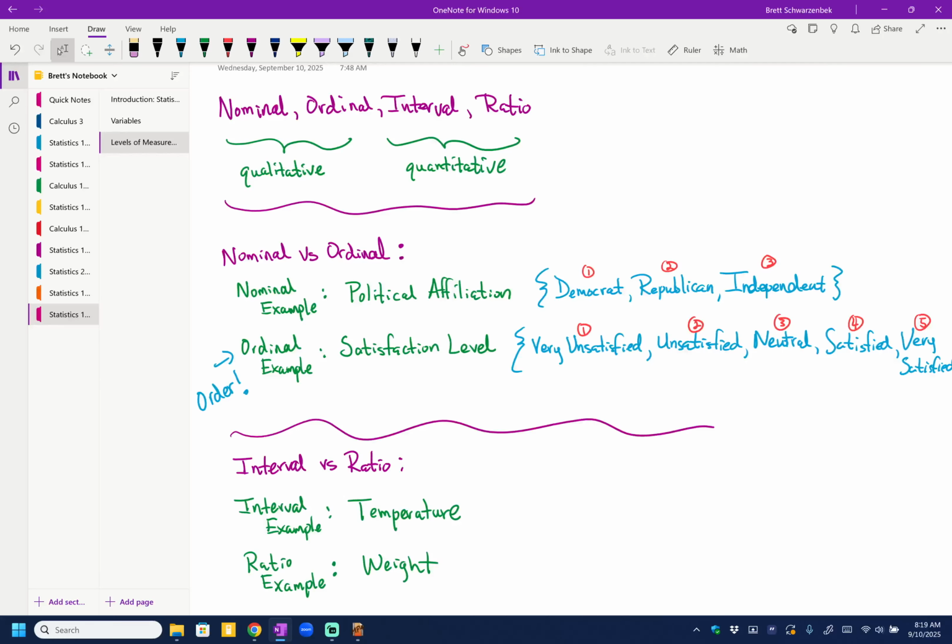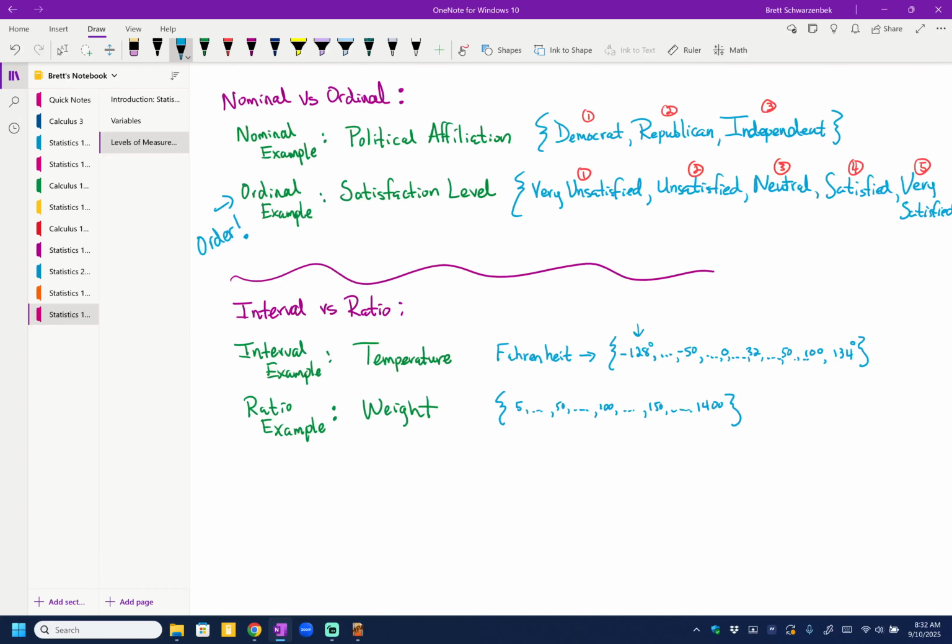Okay, so let's tackle the other two levels of measurement. Again, if you're asked for a level of measurement for your data and you determine that it's quantitative data, that means you have two options. It could be either an interval or ratio level of measurement. Okay, let's look at some examples of interval and ratio.